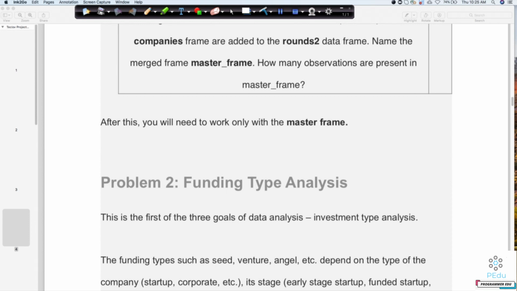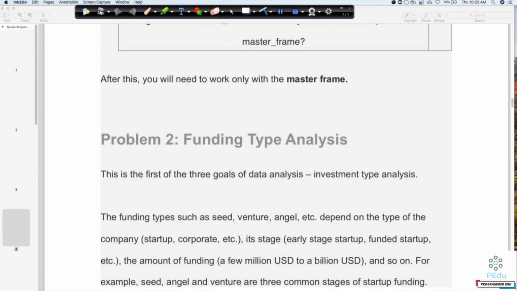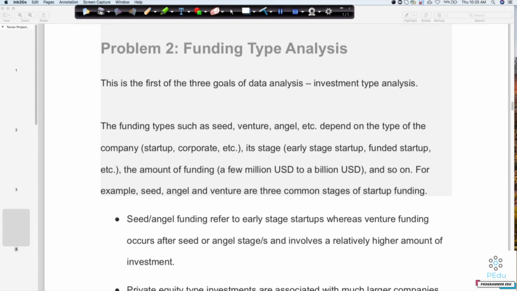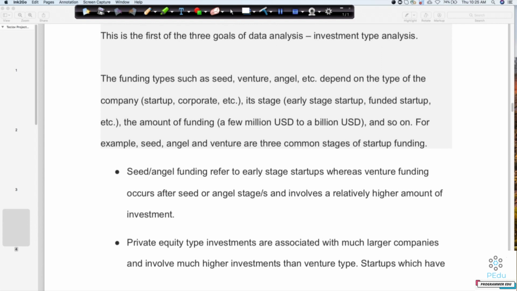Because here you're just doing data cleaning, if you answer this perfectly fine, that means your data cleaning has happened properly. This is kind of a check on whether you have done the data cleaning properly or not. This is problem statement 1. Let's go to problem statement 2. Now, this is the first of 3 goals of data analysis, which is your investment type analysis, the funding type such as seed, venture, angel, etc.